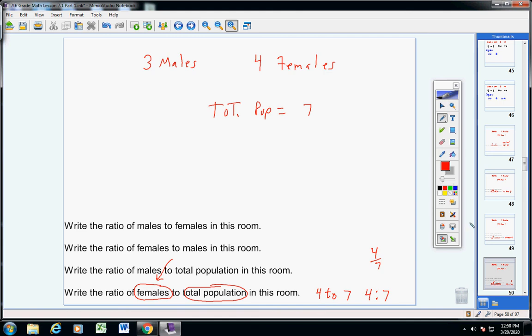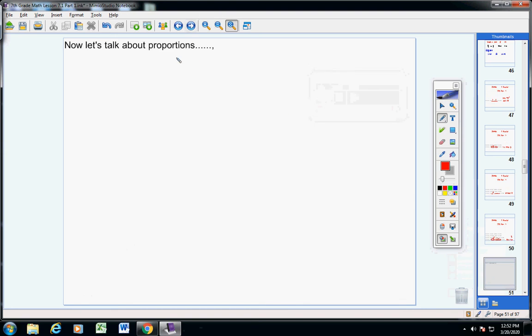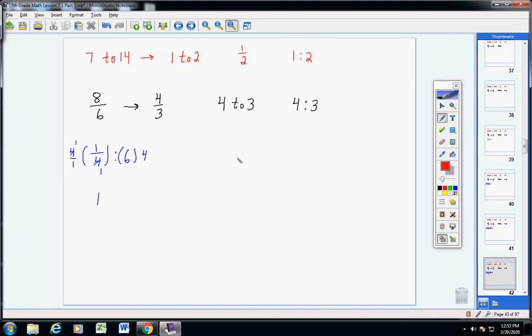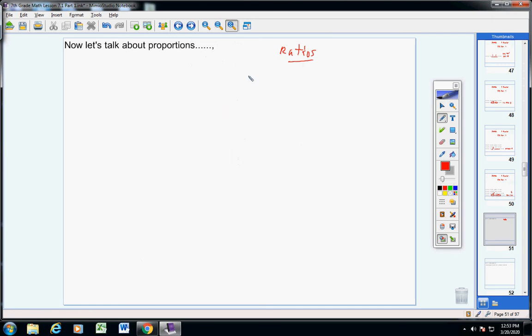Alright, let's move on. Remember, students, we've been talking about ratios, okay? And now we're going to switch topics. If you'll think back to the very first slide I gave you, I told you we're going to talk about what? Ratios and proportions, okay? So we've talked about ratios, and now we're going to talk about proportions, all right? So here we go. Let's talk about proportions.